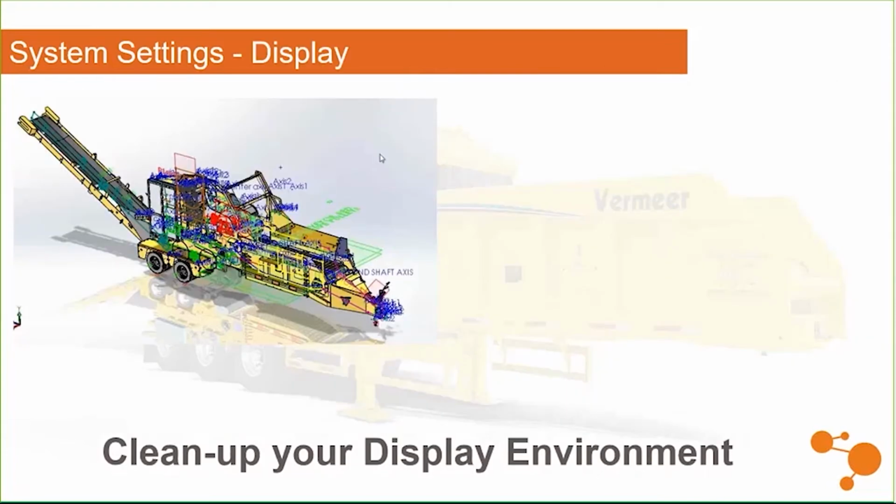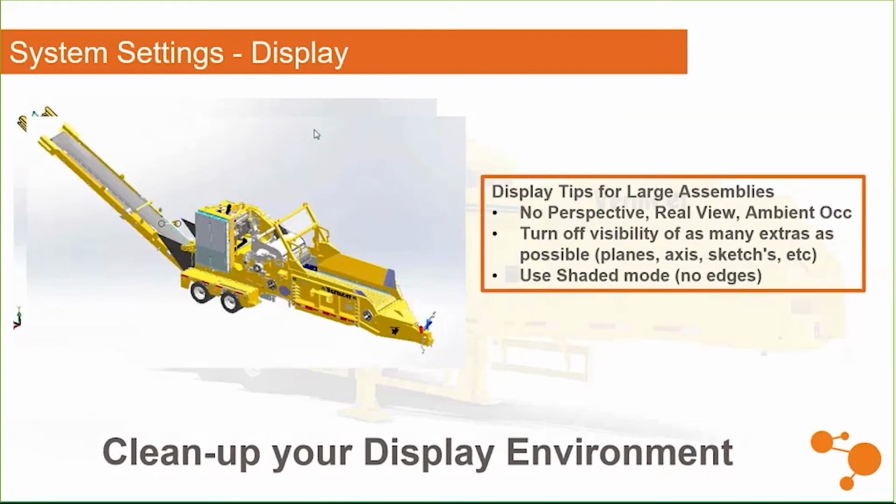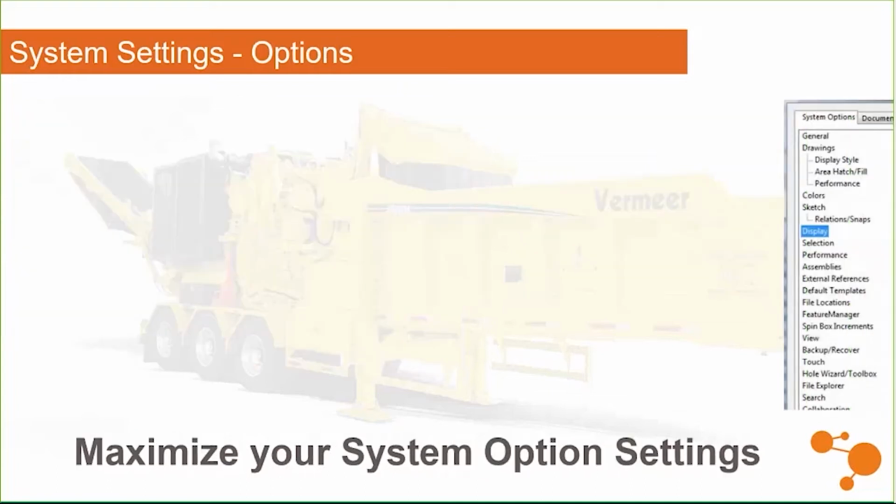System settings display, hopefully your large assembly does not look like this. That's a little ridiculous, but hopefully you're keeping that clean, right? Turn off as much display stuff as you can, right? No fancy real view graphics, perspectives, planes, axes, sketches, right? Shaded mode only is the best. If you can turn off your edges even at the main assembly level, it's least taxing on your graphics card. So clean that up as best you can.